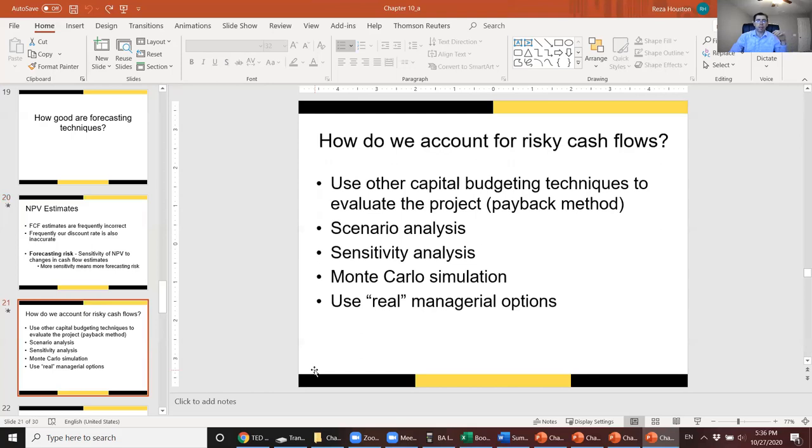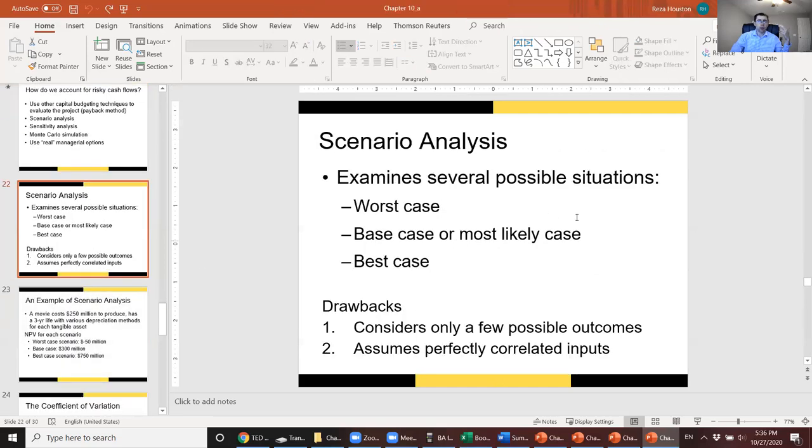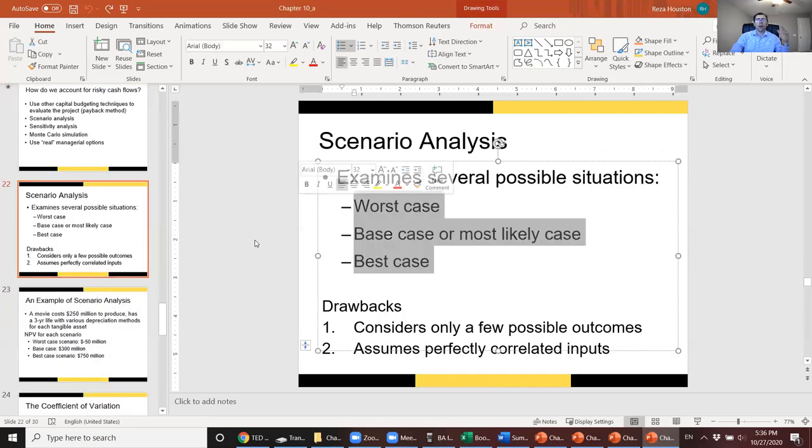Now, we use a number of techniques to account for that risk. I mean, scenario analysis, sensitivity analysis, I'll show you Monte Carlo simulation on Friday, and then real managerial options. Let's start off with scenario analysis. Basically, usually the standard is to have three cases. You put together a worst case in terms of your cash flows, a base case, the case that is most likely, and then a best case scenario. Just here's what could happen if all the things that are likely to go right, go right. So you provide essentially NPVs and IRRs for all three cases, and that'll give you a sense of the range of possibilities or a likely range of possibilities.